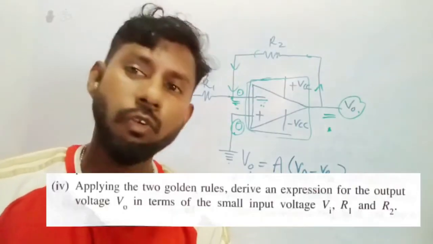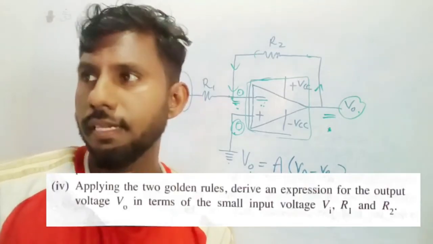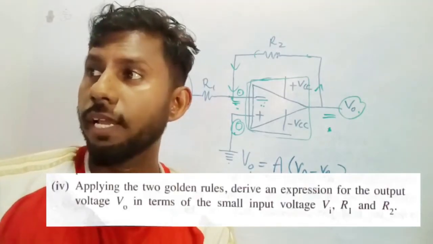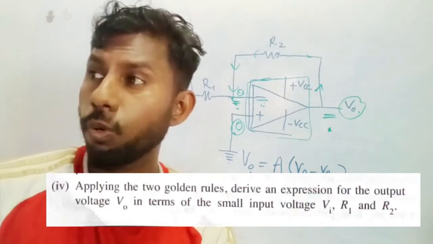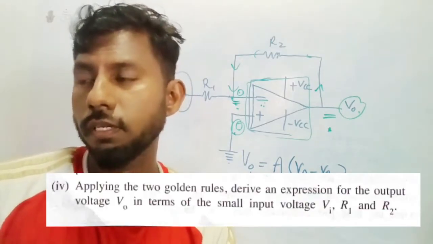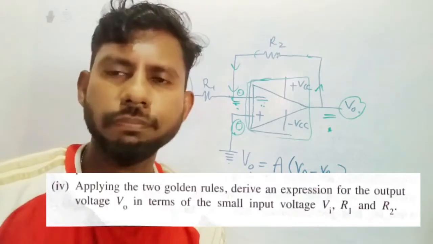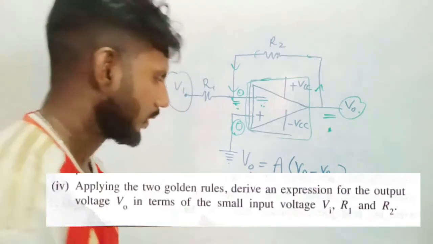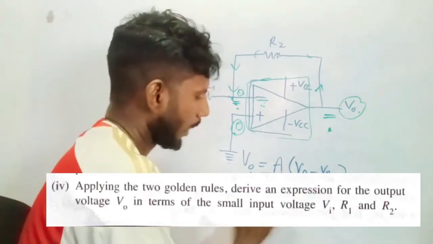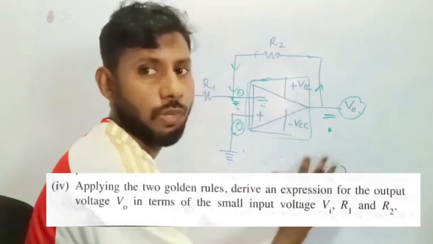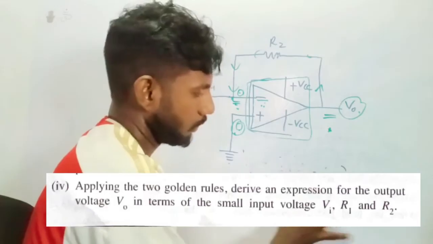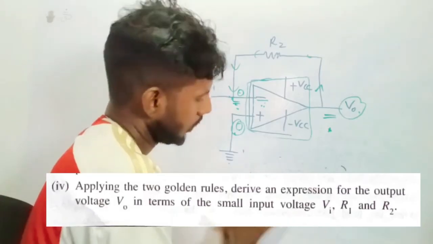In part C, fourth part, right? Applying the two golden rules, derive an expression for output voltage V0 in terms of small input Vi, R1 and R2. Right. Student, I'm telling you this again. If you have practiced your theories, writing this down is a very easy thing. You have to practice your theories.